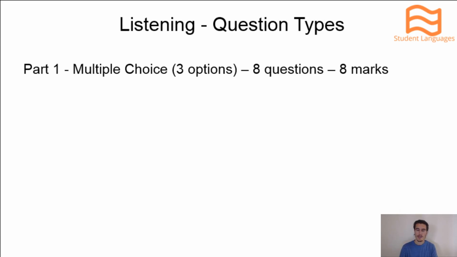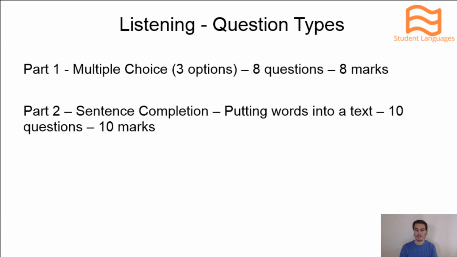Part 1 of the listening paper is a multiple choice task, and you have 3 options for every question. And remember, there are 8 questions in part 1, and you get given 1 mark for every correct question. Part 2 is sentence completion. You have a passage with some gaps, and you need to put words into these gaps. There are 10 questions, and again, for every correct question you answer, you get 1 mark. So there are 10 questions, and there are 10 marks.